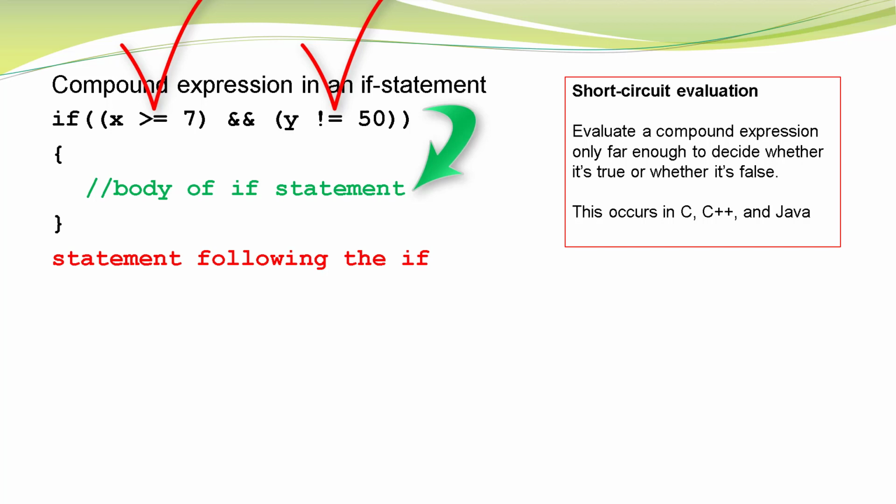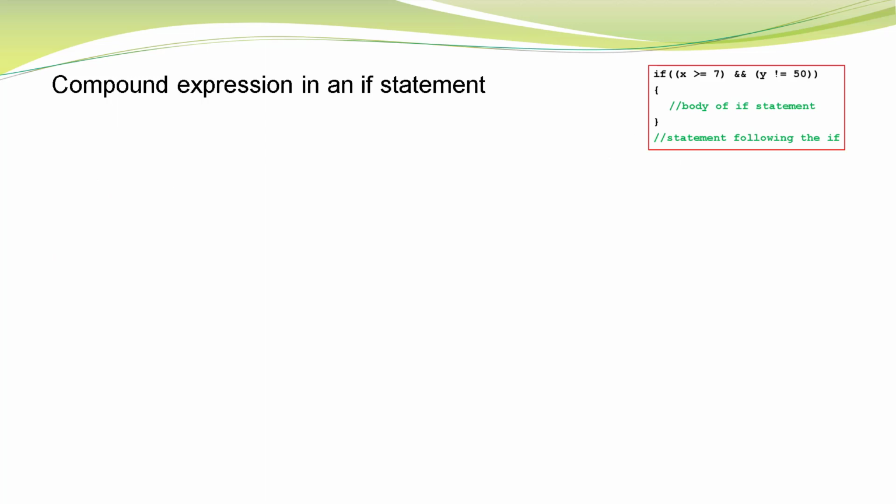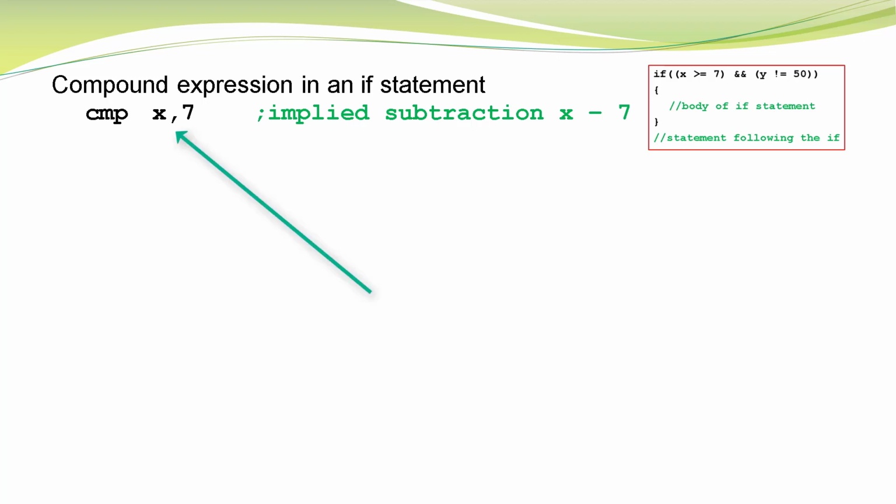Now let's take a look at how we'd translate this to assembly language. Let's put our if up here in the corner just to remind us of what we're doing. Please understand that when you say x is greater than or equal to 7, what you're really doing is comparing x to 7. In assembly, we're going to use the compare instruction. So when I say compare x to 7 this way, there's really an implied subtraction going on, x minus 7. X is not being changed because the subtraction is only implied.